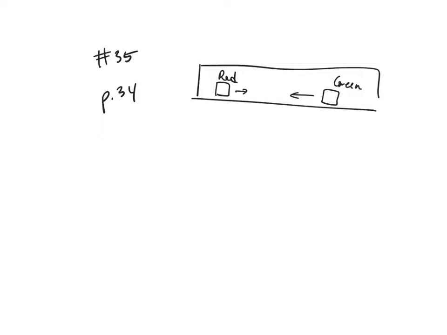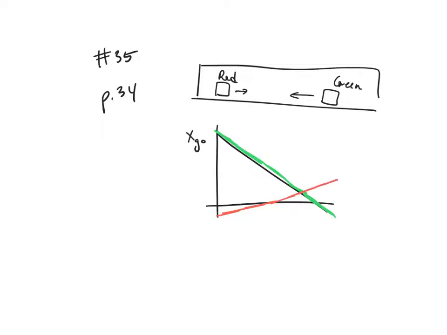It's labeled, though. So here, look. They wrote XG0, position of the green car initially. So although that line was red in the book, this line is actually your green car. And then the red car is actually this line right here. That's the red car, and this says XR0, position of the red car initially. In the book, though, this is red and this is blue.